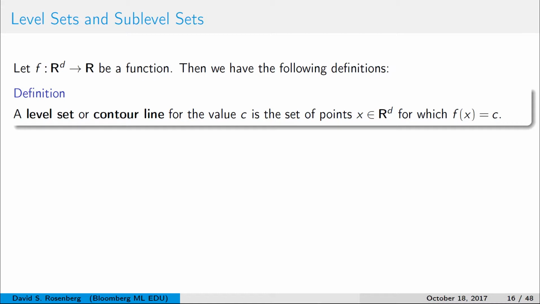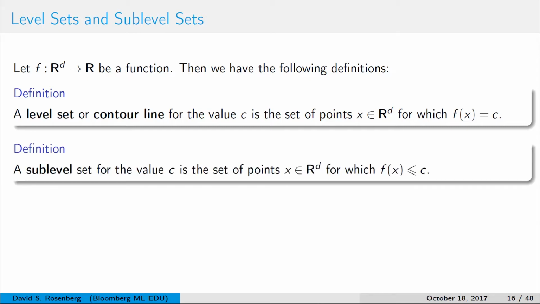So let's make some definitions that are relevant here. So let's have a function f from Rd to R, and we'll define a level set, which we've talked about a lot, but I've never actually written a definition of a level set or a contour line. So a level set is a contour line, and we say that the level set or contour line for the value c is the set of all input points x for which the function attains the value c.